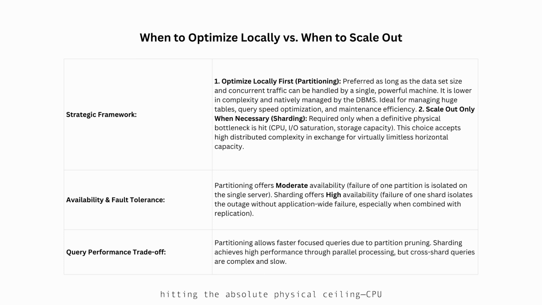If you are hitting the absolute physical ceiling, CPU is saturated, IO is maxed out, or you have extreme write throughput demands, you must use sharding. This is a high complexity, high cost solution, but it grants you virtually limitless horizontal capacity and superior fault isolation across machines. Remember, sharding is complex, requiring advanced management for cross-shard joins and data consistency. Never introduce sharding prematurely. It's a commitment to distributed complexity.